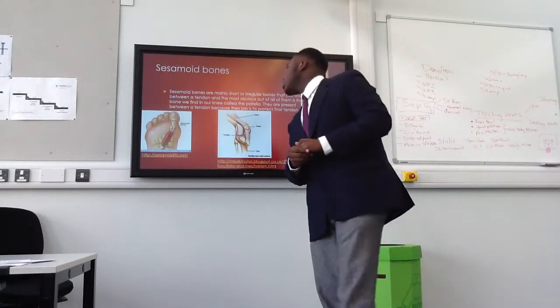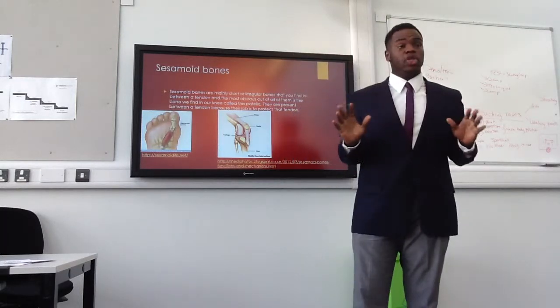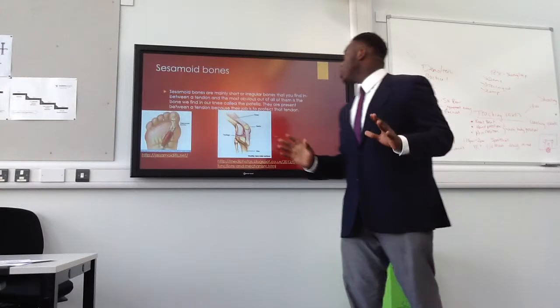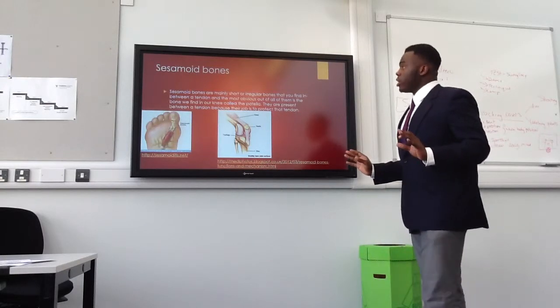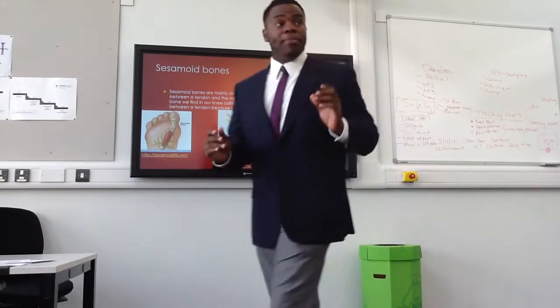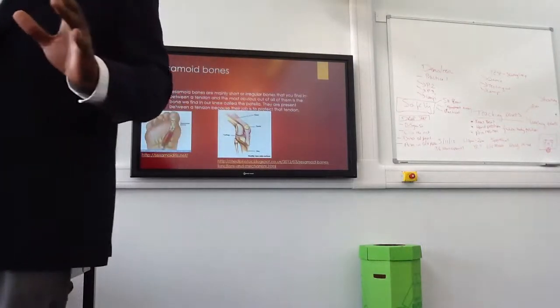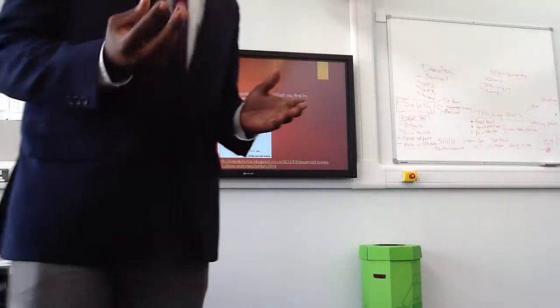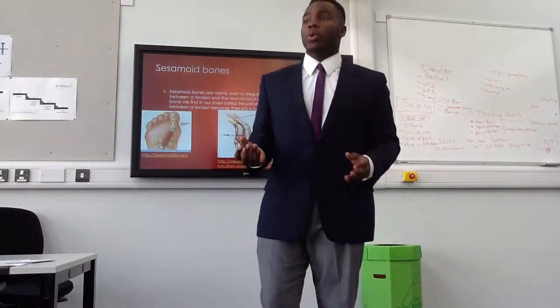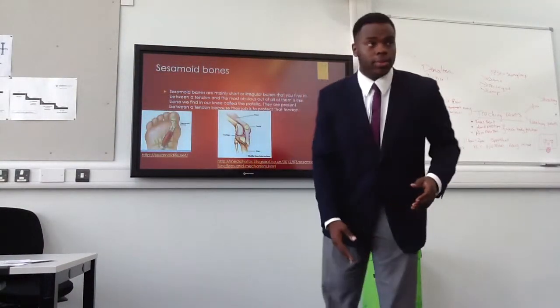Sesamoid bones. These are mainly short or irregular bones. But you find these bones in between your tendons. Why are they there? They're there to provide support. The most obvious one we know is the patella, which is in our knee.